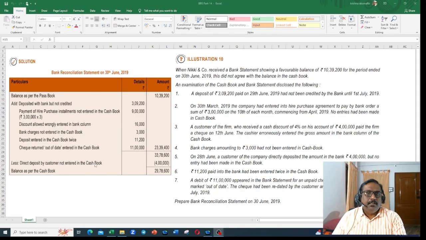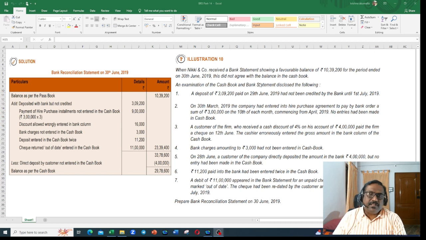Okay guys, let us read the illustration. Nikki and company received a bank statement showing a favorable balance of 10,39,200 for the period ended on 30th June 2019, which did not agree with the balance in the cash book. As per the bank statement, it is 10,39,200. That means the passbook balance they have given in the problem.